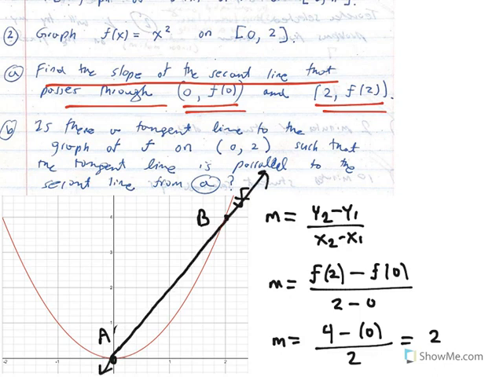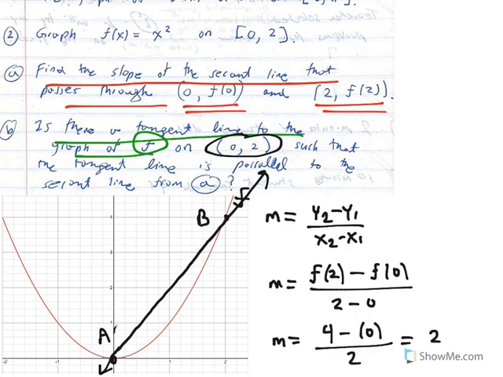And the question that we have is, is there a tangent line to the graph of f? Is there a tangent line to the parabola on the interval from 0 to 2 such that the tangent line is parallel to the secant line that we just sketched? Let's take a look at Desmos for that.